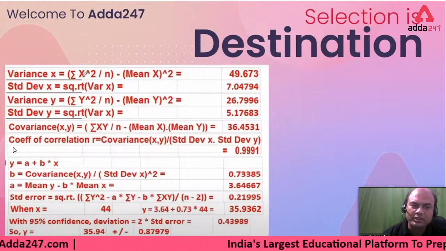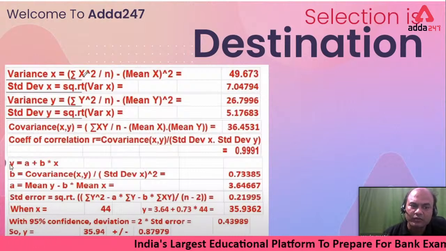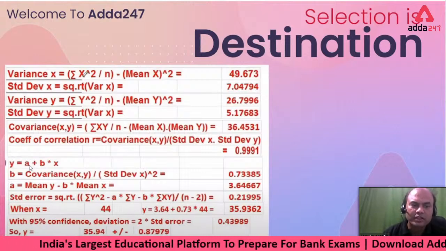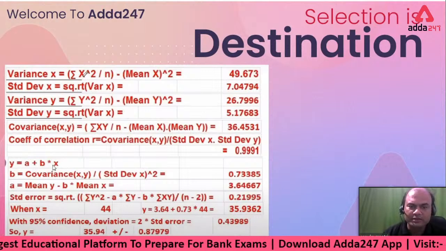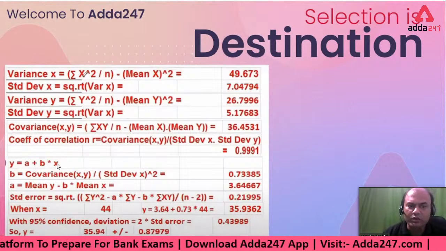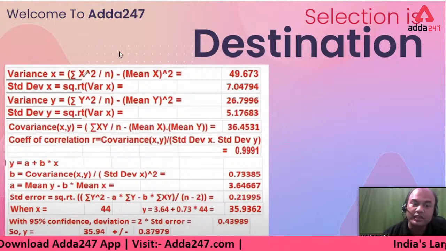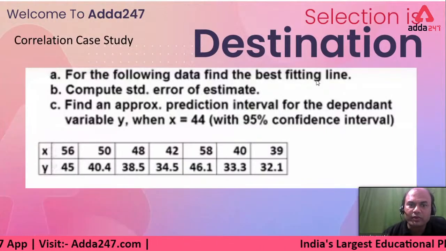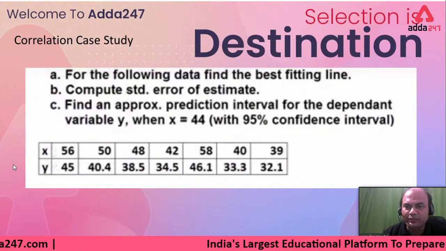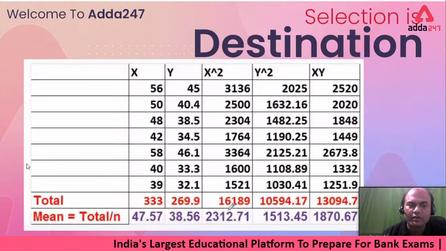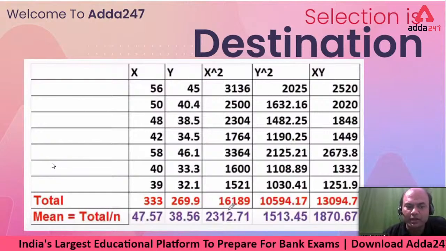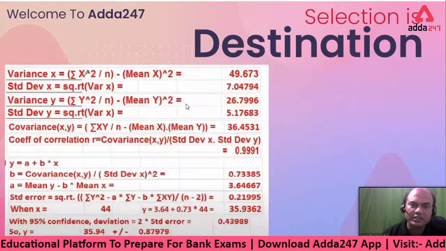Again, I'll come back to this equation. So what is this equation now? Y equals 3.64 plus 0.73 into x. That's what I've got, and that is what the question required: find the best fit line. Best fit line means you have to find this only, y equals a plus bx, the values of a and b. Okay, so the next question is what?